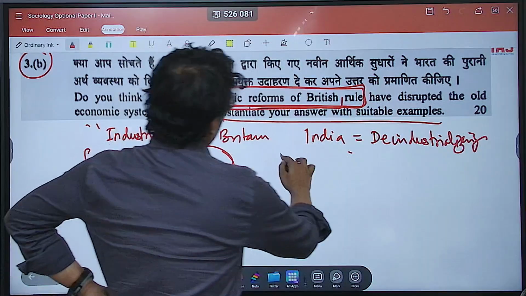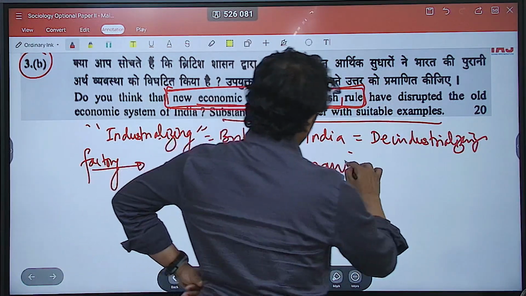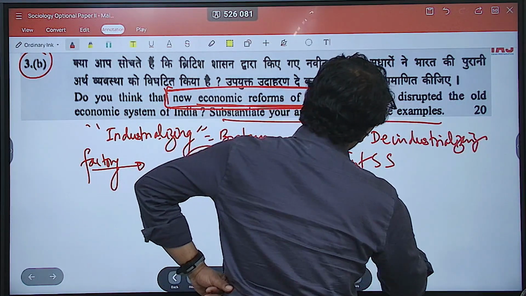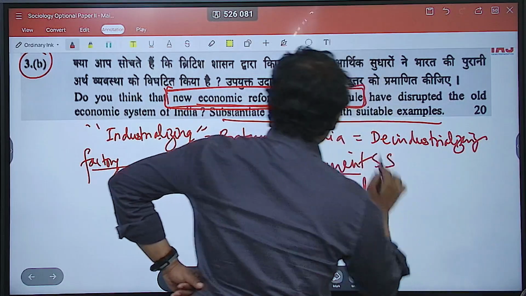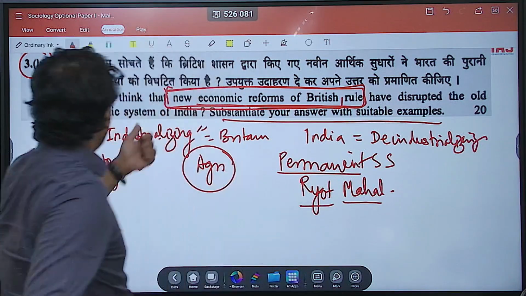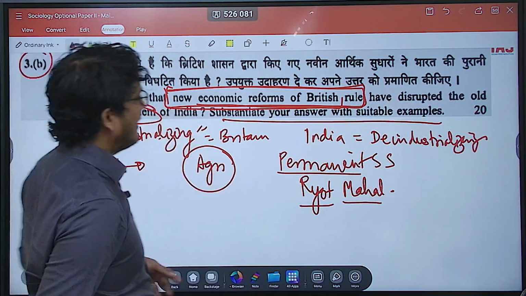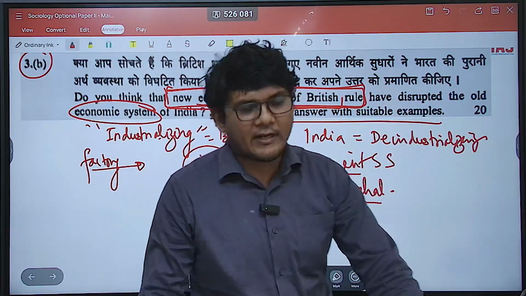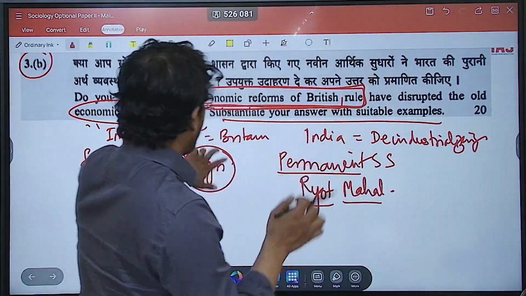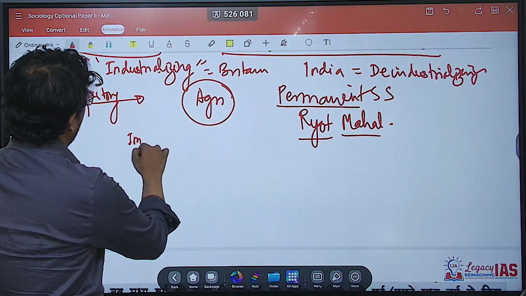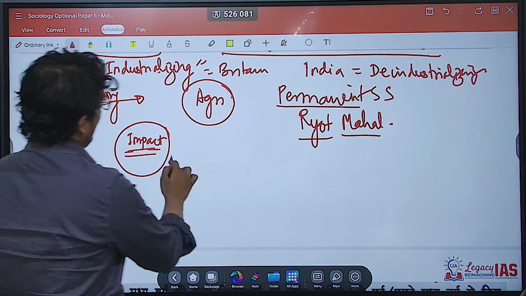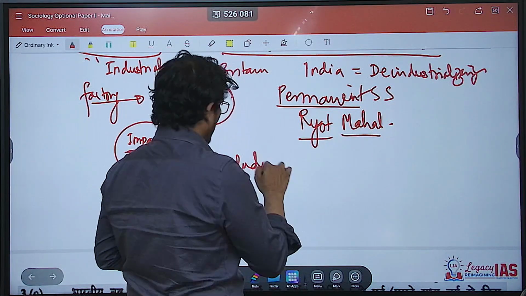Then there were systems like the permanent settlement system, the Ryotwari system, the Mahalwari system that were brought in. So they also distorted the old economic system that was present in India. So yes, with the help of the examples, we are clearly going to tell how it actually disrupted. Now, to a very small amount, you can mention the impact in one paragraph and then subsequently conclude your answer.